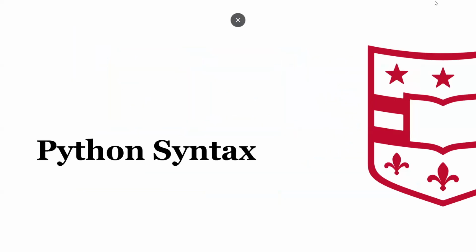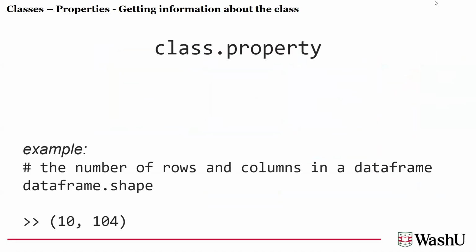So we're going to dig into syntax a lot more when we actually start running the code, but just to go through a quick primer on what the syntax actually looks like. When we have a class and we need to get a property from that class, the syntax is the name of the class dot property.